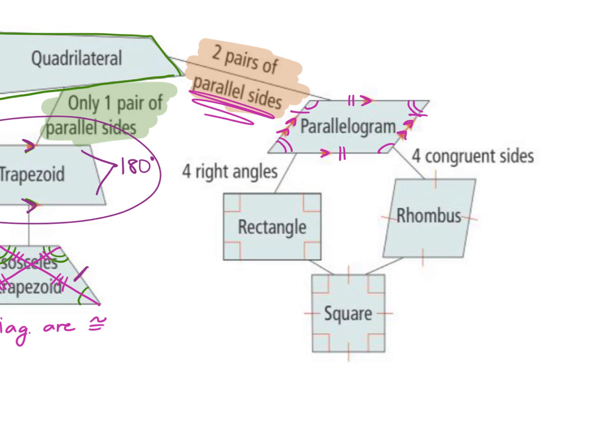What do you know about consecutive angles? So angles next to each other in a parallelogram. Angles next to each other. So these two or these two. 180. Consecutives are 180, right? And that goes all the way around.